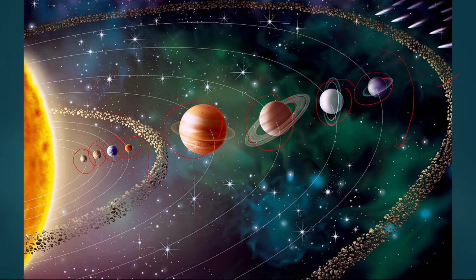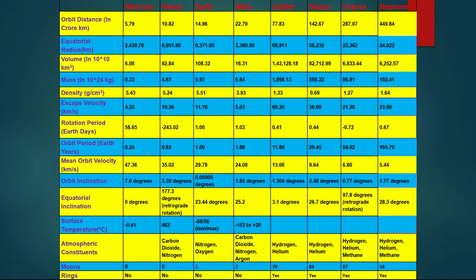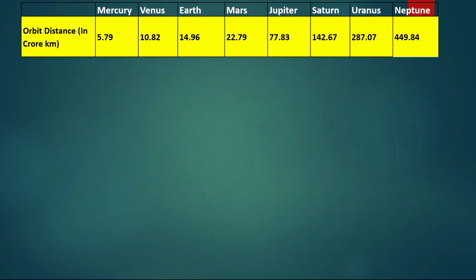You can see here. Okay, so we will study one by one all the features, all the characteristics, and the physical parameters. So this is orbit distance in crore kilometers. What is a crore? A crore is 10 million. Now we will find how this orbit distance is calculated.